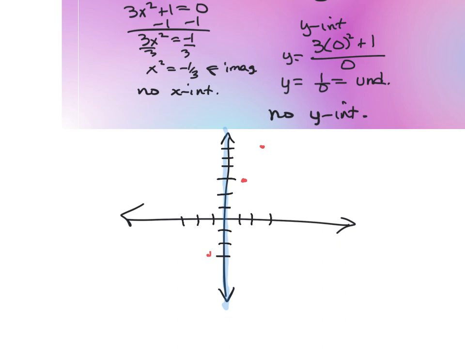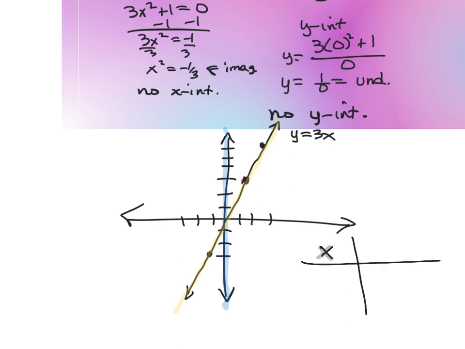Actually, let me do this in black. I'll connect the point for the slant, and then I'm going to highlight it in yellow. This is the slant asymptote. And again, it's the equation y equals 3x. So now let's do a table so we can see where our graph is going to be located. So let me plug in -1.